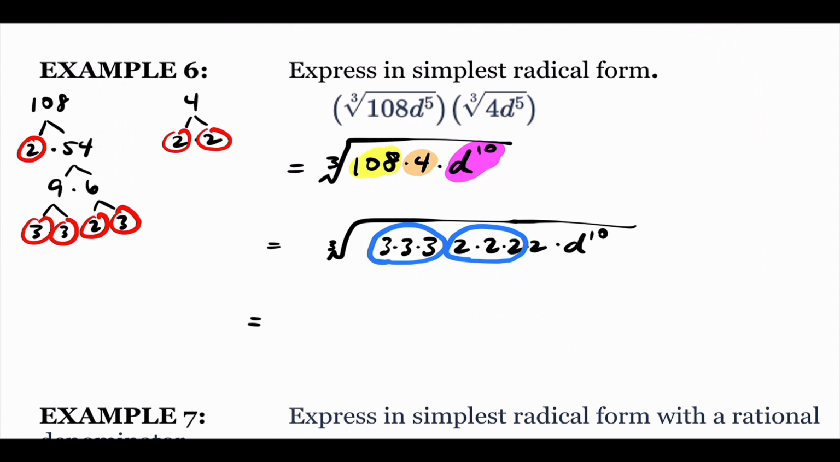How many 3s can come out in front? 1. How many 2s can come out in front? 1. How many Ds can come out in front? 3. Yep. 3 Ds can come out in front.